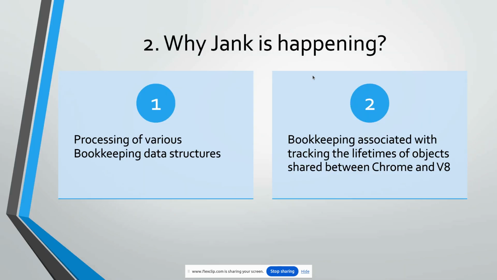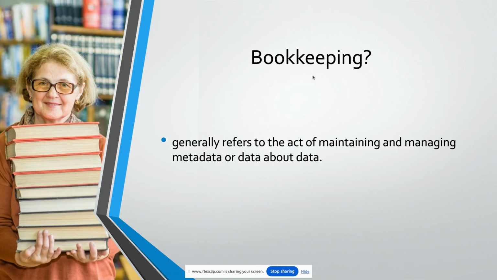So why is jank happening? There are two major reasons. One is processing of various bookkeeping data structures, and second is bookkeeping associated with tracking the lifetime of objects shared between Chrome and V8. So bookkeeping generally refers to the act of maintaining or managing the metadata, the data of data. This is kind of abstract, so I'm going to explain.